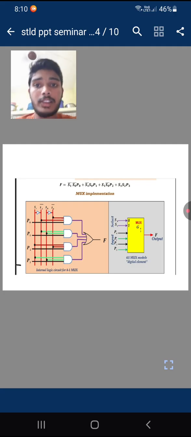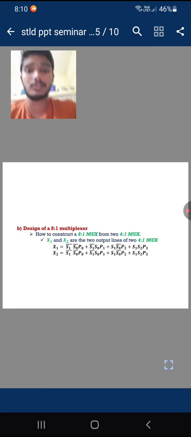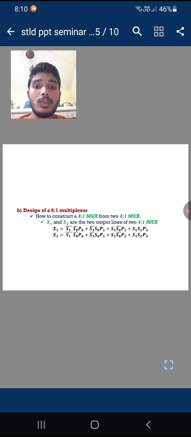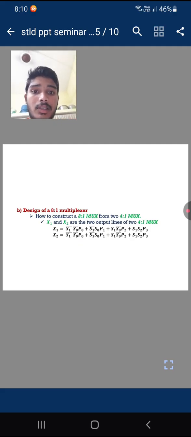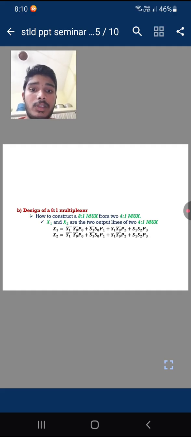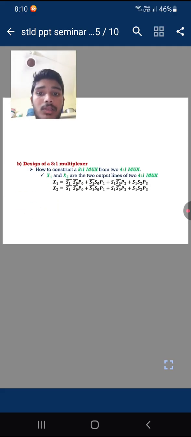Next is the 8x1 mux. Design of an 8x1 multiplexer. X1, X2 are the two output lines of the 4x1 mux. X1 equals S1 bar S0 bar P0 plus S1 bar S0 P1 plus S1 S0 bar P2 plus S1 S0 P3. Similarly for X2 also.